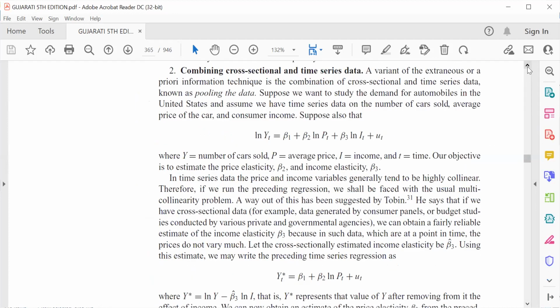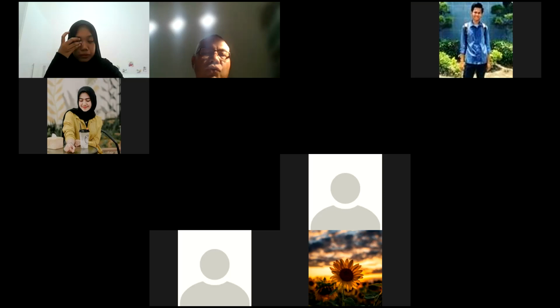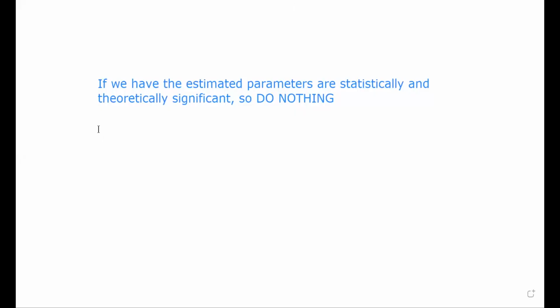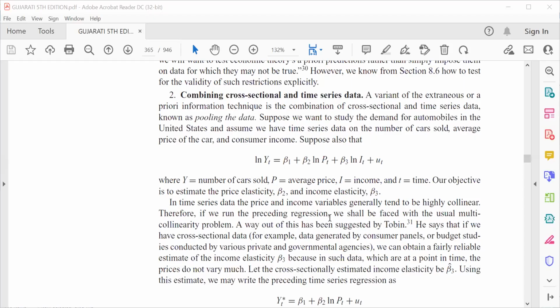Number 2, combine cross-sectional and time series data. That means we have full or panel data. We can combine this one. We combine this to get more sample size. Okay.